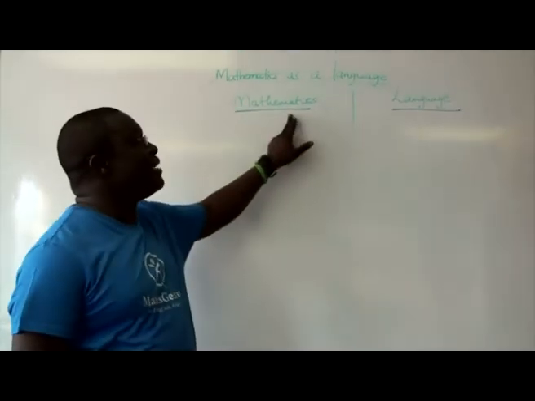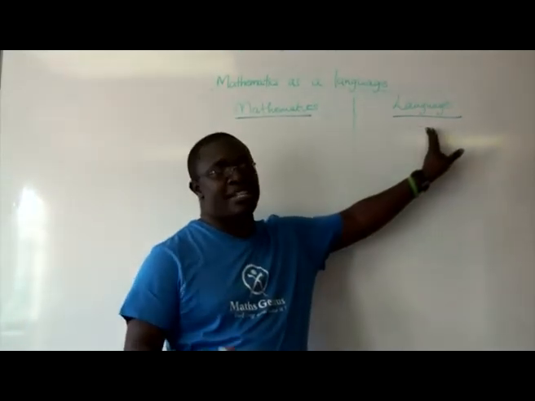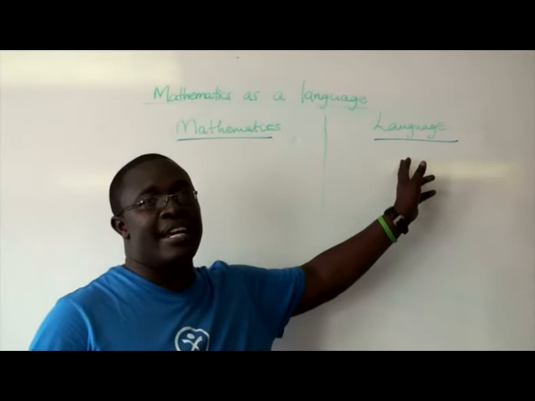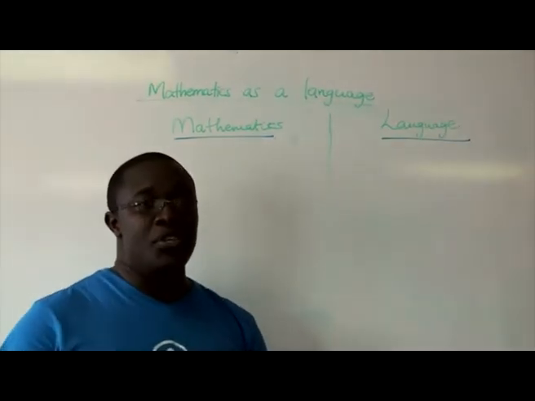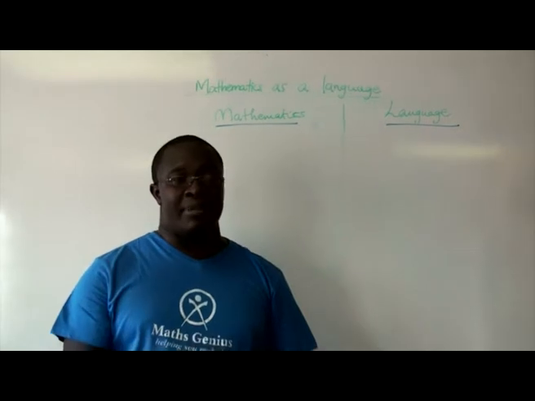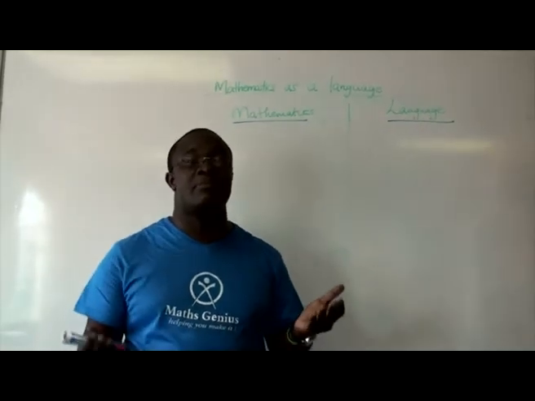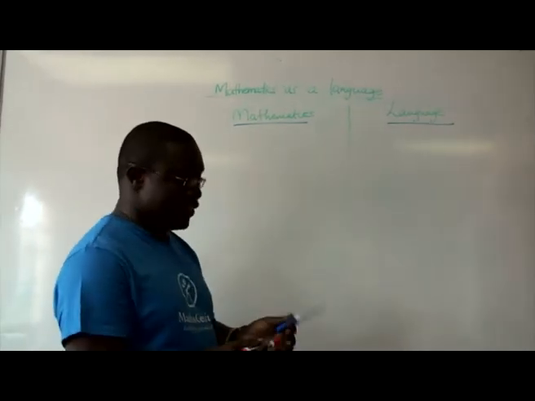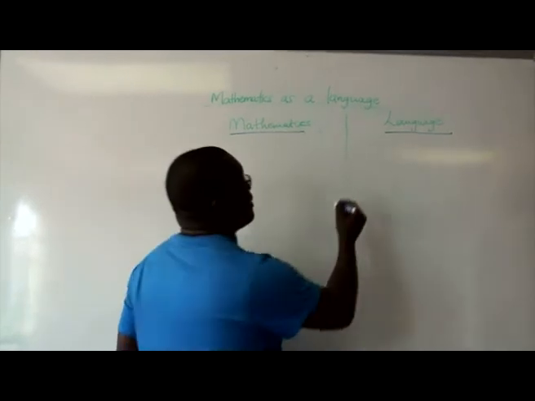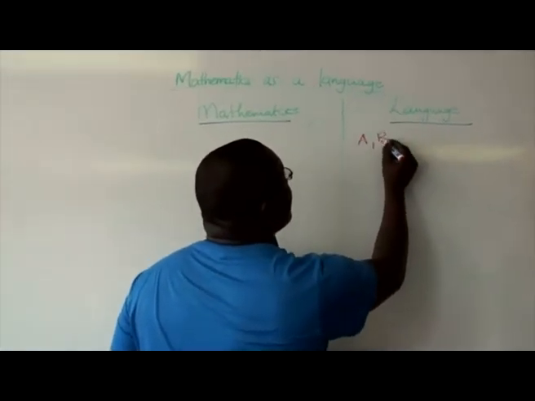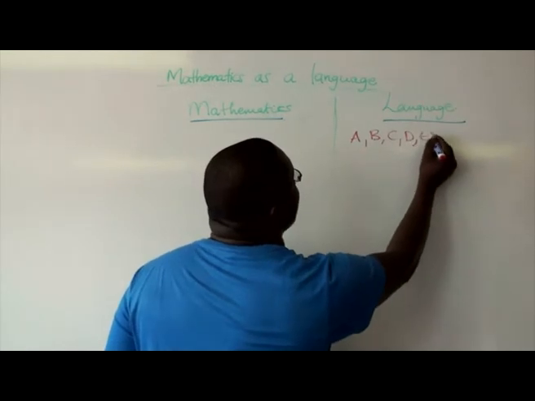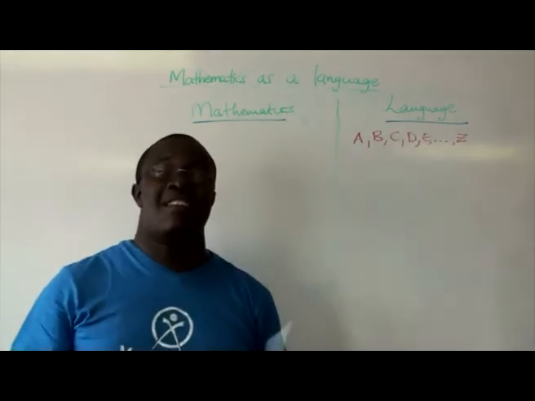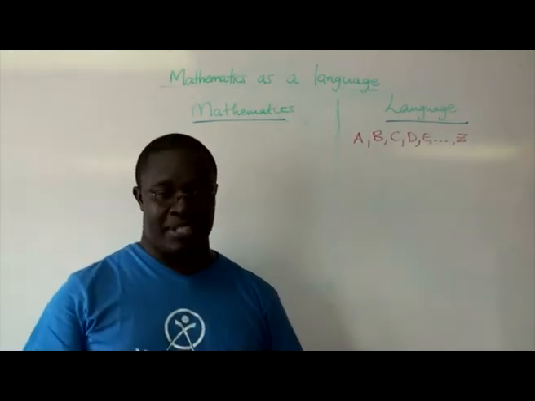So here I've got mathematics and here I've got language. So take any language like English language, Afrikaans, Sesotho, Setswana, any language. As you know, any language has got an alphabet. That is the fundamental building blocks of any language, right? So like English, for example, has got 26 letters of the alphabet, which are A, B, C, D, E, up to Z, right? So with these letters, we can play around with them to actually formulate the language.